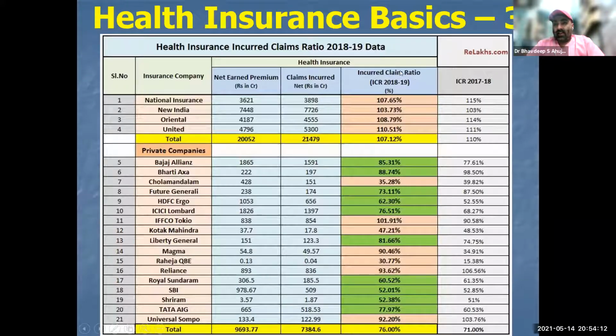So you will say that yes, the company is good. It has a good ICR, 107%, above 100. ICR does not matter alone. In ICR, there are 2-3 factors. If the claims incurred are more sometimes, that means the company has genuinely honored them. If the claims incurred are less also, see for the private, except for IFFCO Tokio, all are less than 100.